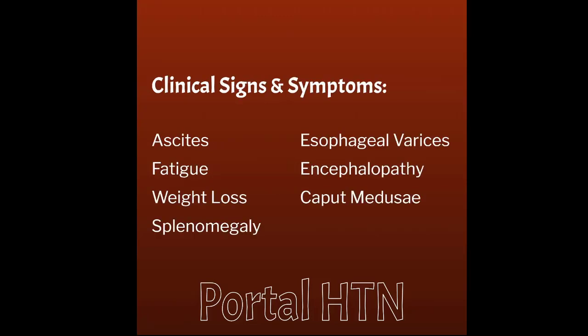When a patient has portal hypertension, we commonly see that they also have ascites. They are very tired, with some weight loss that goes along with it, and splenomegaly. Remember, all that blood is trying to go somewhere else, so it backs up into the spleen, causing the spleen to become enlarged. Some other things that we see with portal hypertension then are esophageal varices, encephalopathy, and a caput medusa.